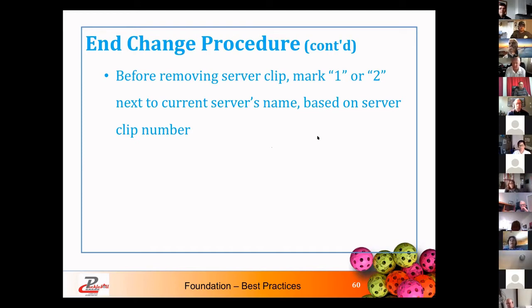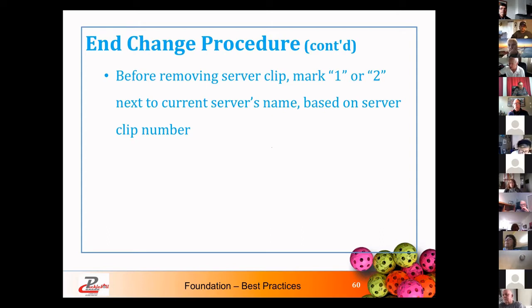Before removing the clip, yes, now this is very important. Just like we had the diagonal slashes that were going down, before you remove your score clip, you want to mark beside the clip who was serving. So if it was Mary Smith and it's serving at 6-4-1, we know she's first server because it came in at 6 or 4 or whatever. We would put down a 1 above by her name.